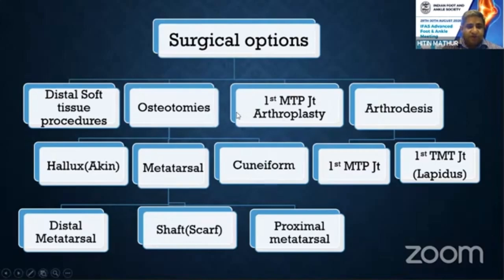As far as osteotomies are concerned, they can either be done in the hallux, which is called an Akin osteotomy, in the metatarsal, or in the cuneiform. Metatarsal osteotomies, in turn, can be done in the distal part of the metatarsal, in the shaft, or in the proximal part of the metatarsal, based on the severity of the deformity.